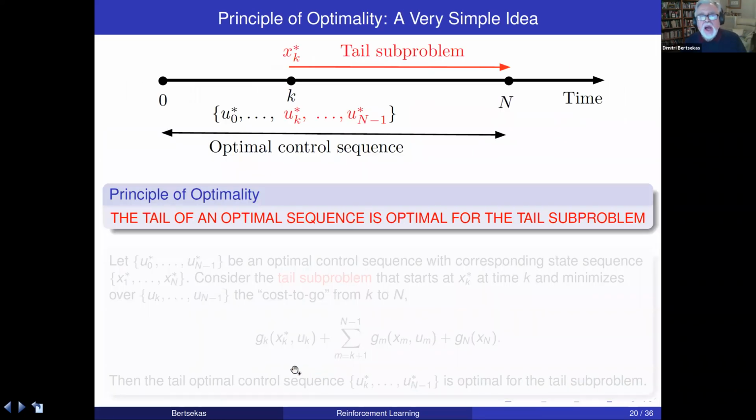Okay, so now dynamic programming involves a very simple idea called the principle of optimality.